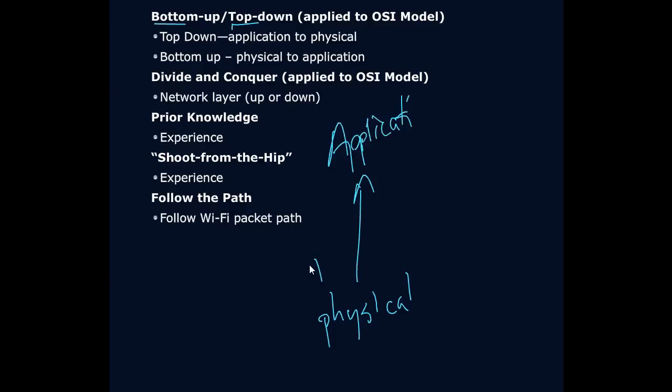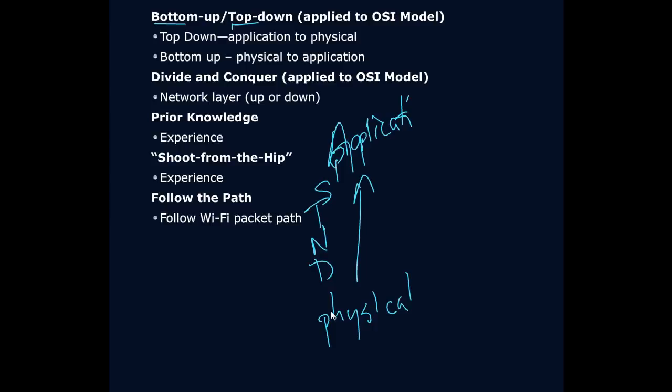So here we would have the data link layer, the network layer. Then we would have the transport layer, the session layer, and the presentation layer. 1, 2, 3, 4, 5, 6, 7. We work our way up there.